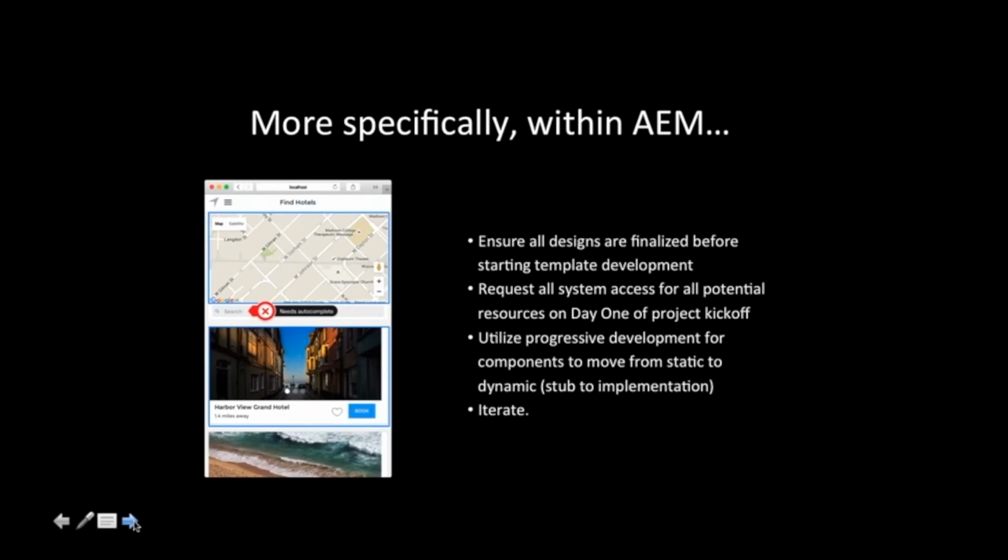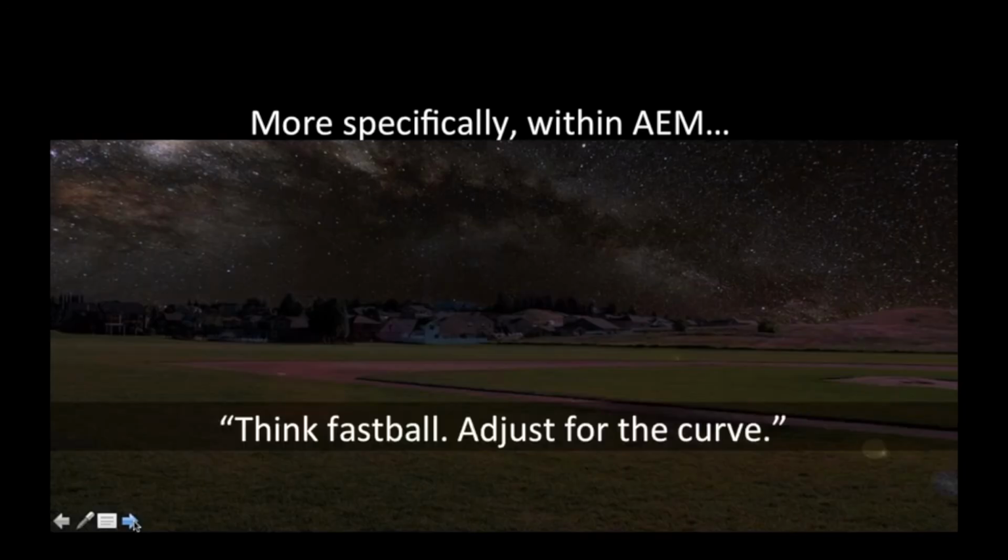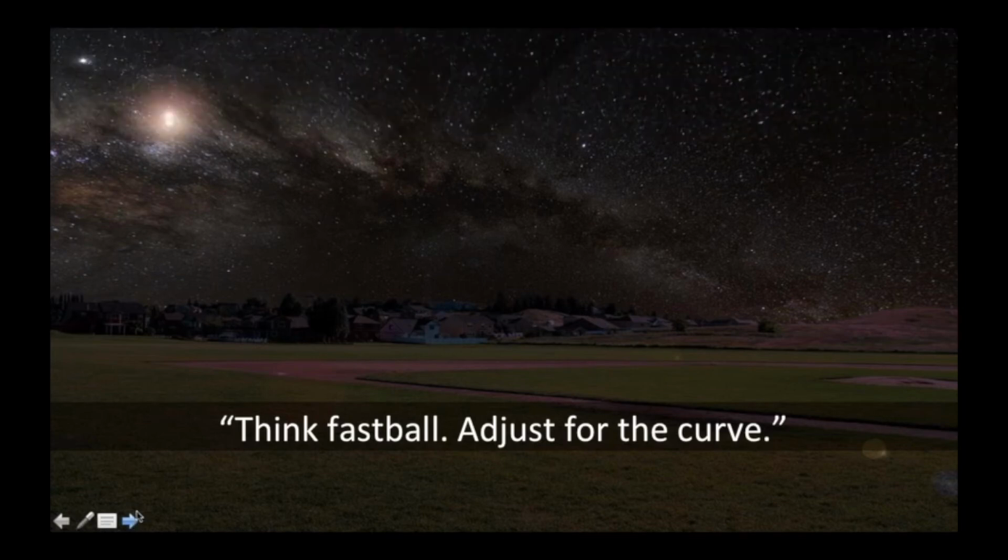One of the key indicators of an unsuccessful project are when we have designs that have not yet been finalized. And by designs, I mean actual desktop and mobile and tablet designs that are still in process as we start a project. This is something that you can generally avoid by mandating it as part of the design of a project plan. Second thing you can do is request all system access for all potential resources on day one. It should be the first meeting invite that you send out. And that way you ensure that everything will take much longer, but of course, if you start earlier, then maybe you can mitigate that.